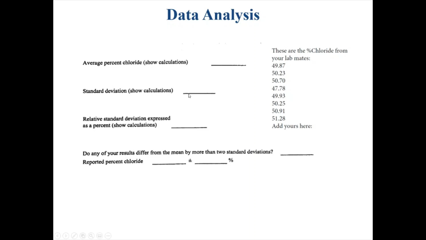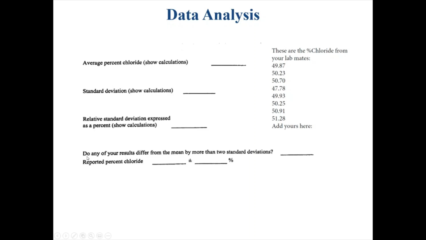And then you're going to write your standard deviation. And then here, you're going to write your relative standard deviation following the equation above. And then the last thing you're going to write is the reported percent chloride, which is going to be your average plus or minus your standard deviation.